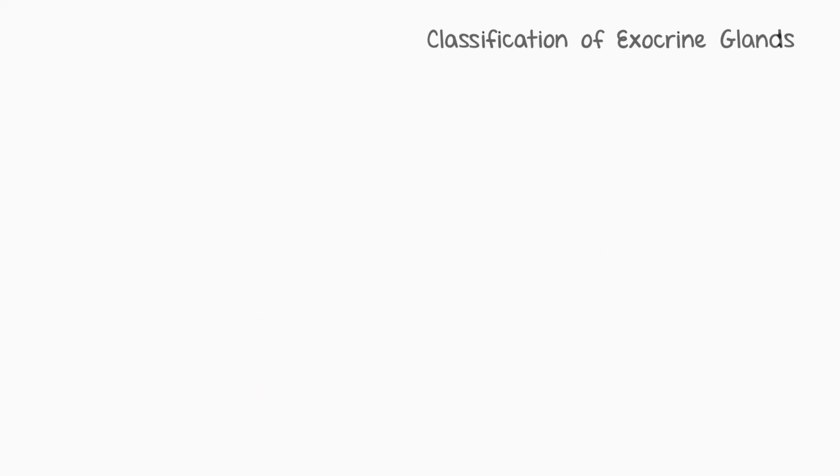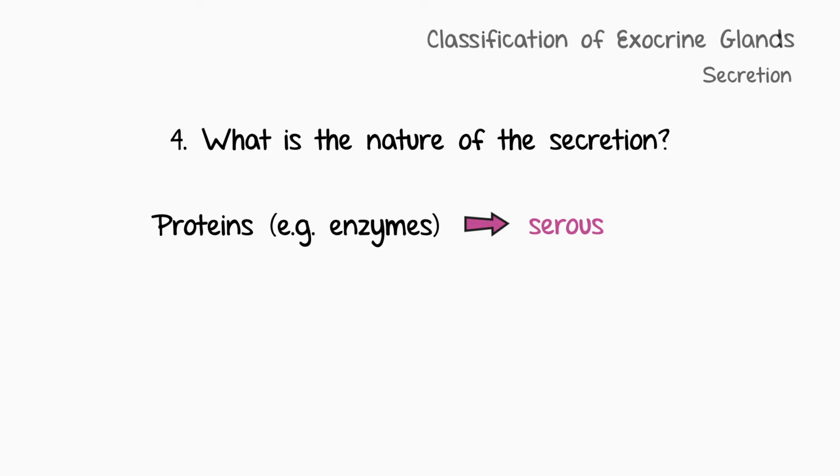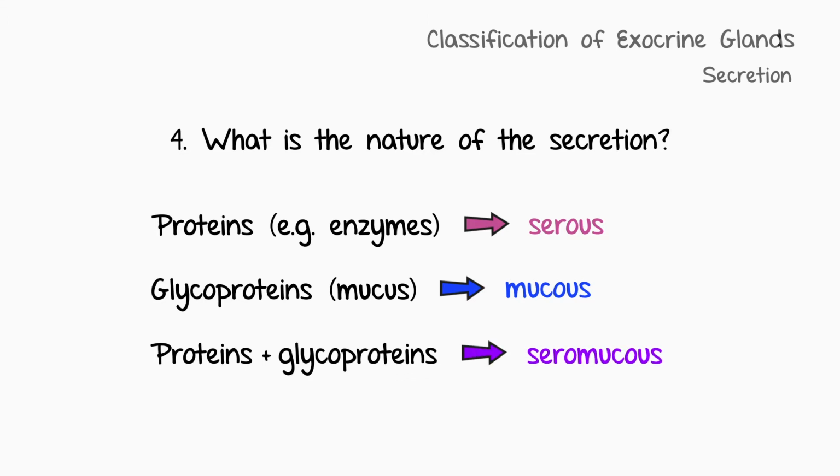Let's move on to the classification of exocrine glands in relation to secretion. When the product of secretion is a protein, such as in digestive enzymes, we have a serous gland. But if it is a glycoprotein, which forms mucus in contact with water, we have a mucous exocrine gland. We will see in the next videos that there are also glands capable of secreting enzymes and mucus, the seromucous.